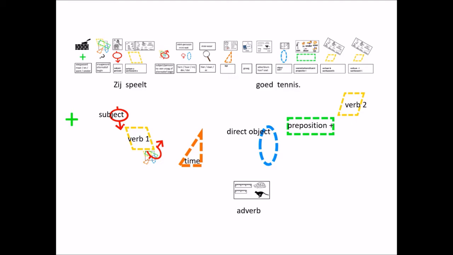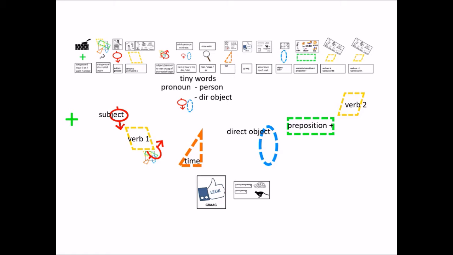The adverb, zij speelt goed tennis. She plays tennis well. When you like doing something, you add the word graag. Zij speelt graag tennis. Pronoun for person and direct object. Ik zie hem. Ik koop dat.